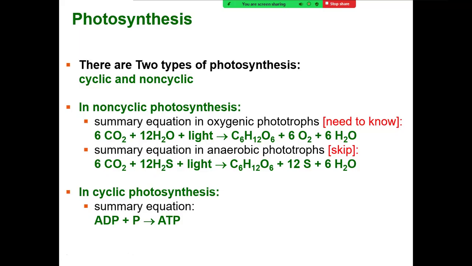In cyclic photosynthesis, the only product made is ATP. So you simply, in cyclic photosynthesis, combine ADP and phosphate to make ATP. All photosynthetic cells can engage in cyclic photosynthesis and non-cyclic photosynthesis. If the plant is wanting glucose, it'll engage in non-cyclic photosynthesis to make the glucose. But if the plant or photosynthetic cell is wanting ATP, it will engage in cyclic photosynthesis. Any question about any of that?